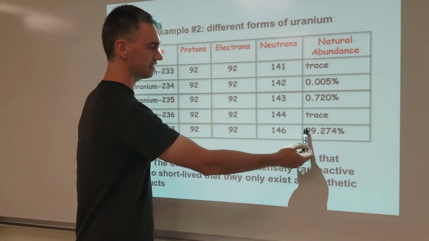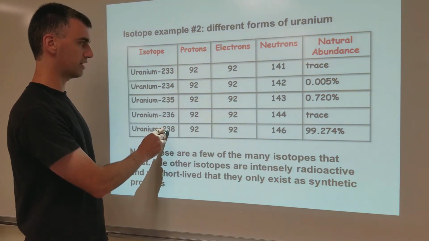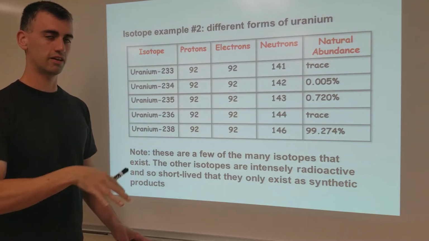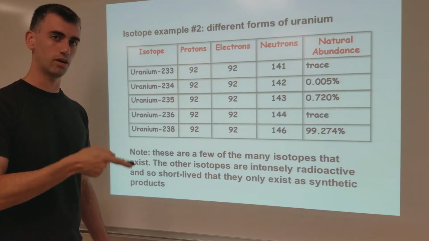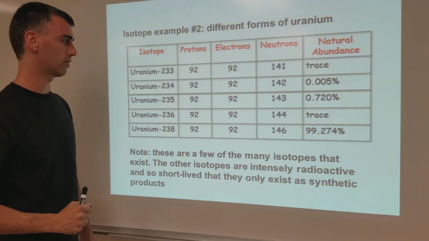If you take these numbers, like 99.274% of that number plus 0.720% of that number plus whatever else of the other versions of the element that there are, you're going to come up with a weighted average that comes out to like 238 point something or other.